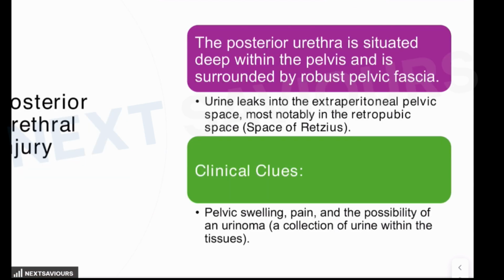You see, the posterior urethral injuries are less likely to be kept in the clinical question, but if at all, the posterior urethra is situated deep within the pelvis and is surrounded by a robust pelvic fascia, and that is the reason why if the urine leaks into the extraperitoneal pelvic space, then most notably it is collected in the retropubic space of Retzius. The important pelvic clinical clues that could be provided to you in the question are pelvic swelling, pain, and the possibility of urinoma. But as I'm again repeating, it is less likely to be asked or kept in your question.